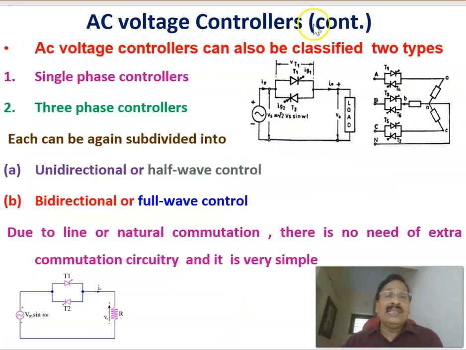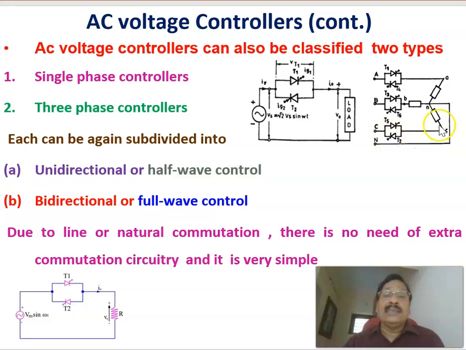Now, continuing with AC voltage controllers, they can be classified into two types based on the number of input phases: a single phase AC voltage controller and a three-phase AC voltage controller. This is the topology of a single phase AC voltage controller, with a single phase input, a load, and back-to-back connected thyristors T1 and T2. By controlling the firing angle of these thyristors, you can vary the RMS value of the output voltage.